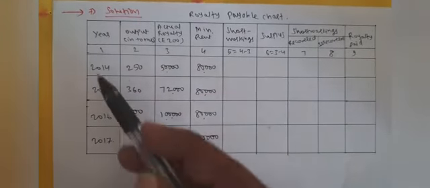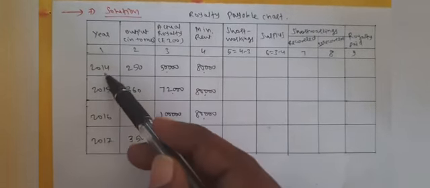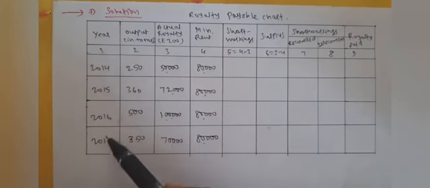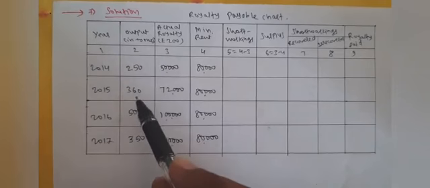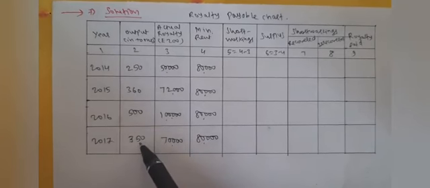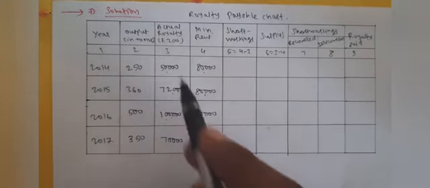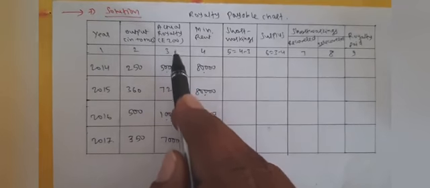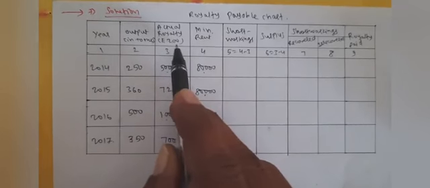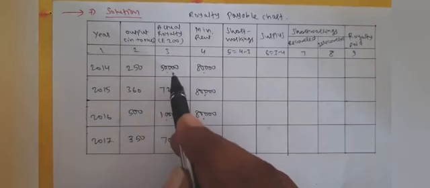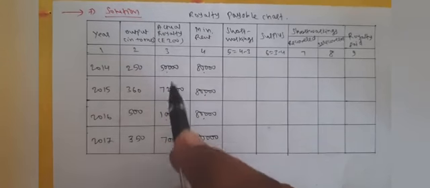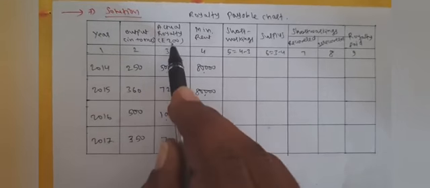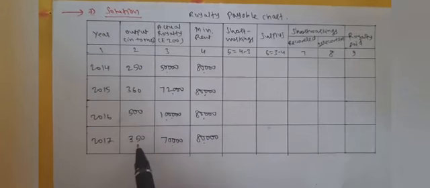As you know, we have to record years which is given in the problem: 2014, 15, 16, 17. Output in tons which is given in the problem: 250 tons, 360 tons, 500 tons, 350 tons. Now actual royalty. In the problem what they have mentioned? 200 rupees per ton. So how it is calculated? 250 into 200, 50,000; 360 into 200, 72,000; 500 into 200, 1 lakh; 350 into 200, it is 70,000.